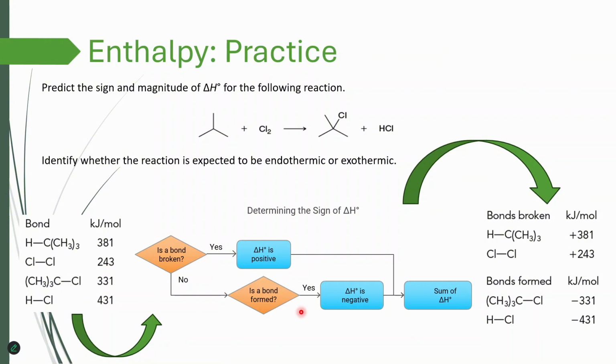What we get here is basically this. We convert this table into a more comprehensive one with positive and negative values: negative for the formed bonds and positive for the broken bonds. And we sum them up, and that's going to be the delta H of the reaction. If you want to put it into a formula, you can write delta H of reaction is equal to the sum of the bond dissociation energies in the reactants minus the sum of the bond dissociation energies in the products.